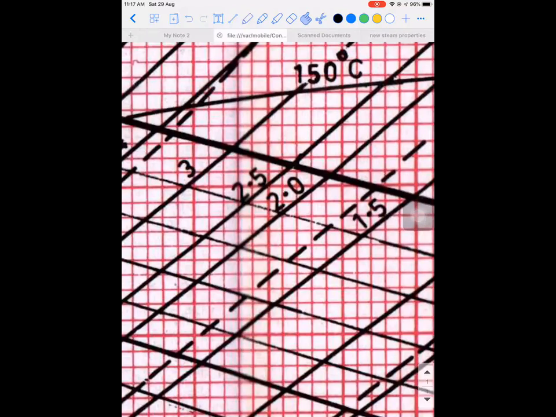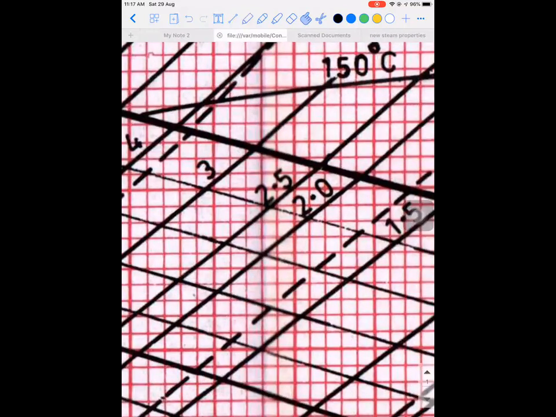Hello, Ajay? Hello, Ajay? Sir, are you able to see? Yesterday when you zoomed it, you were not in a position to identify the values.